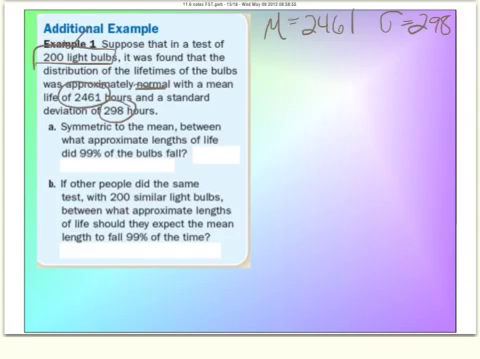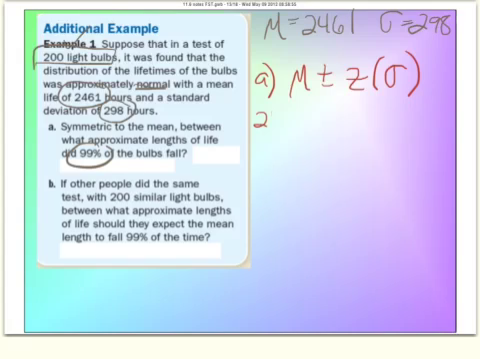So Part A says this: symmetric to the mean, between what approximate lengths of life did 99% of the bulbs fall? So for Part A, we're just looking at this one particular sample, so I'm going to do just the normal mean plus or minus the z-score times sigma. The average length was 2461 plus or minus. They want us to be 99% confident. The z-score that's associated with 99% confidence is 2.58.